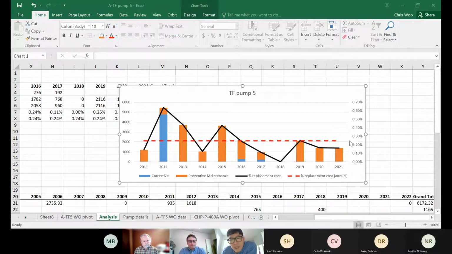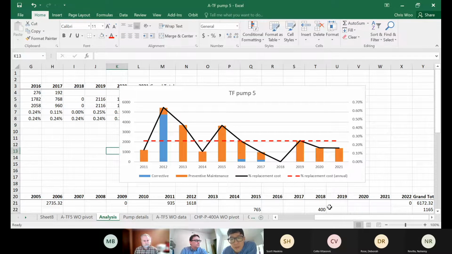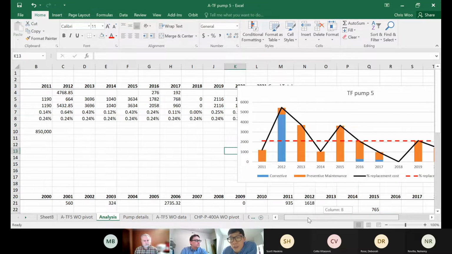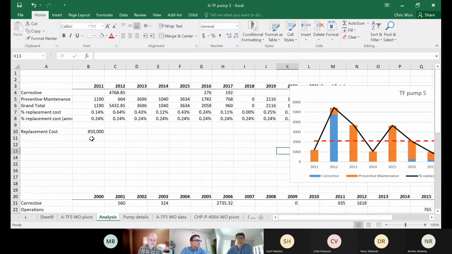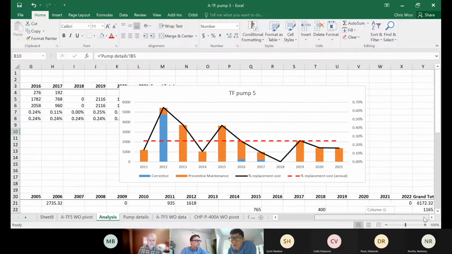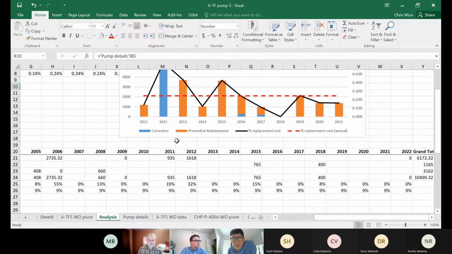And this red dotted line is the annual average, which is about 0.2%. I'll show you the second graph, but 0.2% seems really low. Remember, it was about 7.8% for the 618 pumps. But this one is a very expensive pump, and the annual spend compared to the replacement value is fairly low, which sort of makes sense.